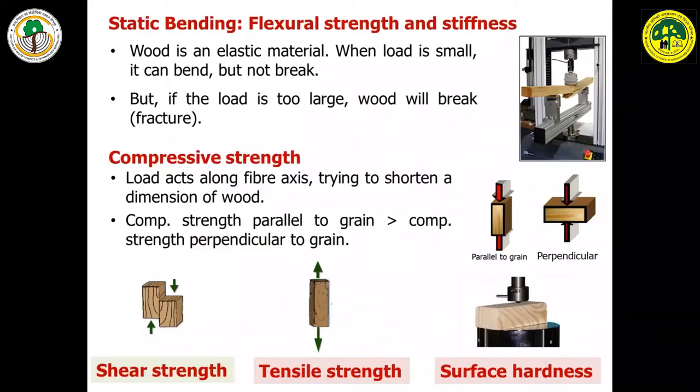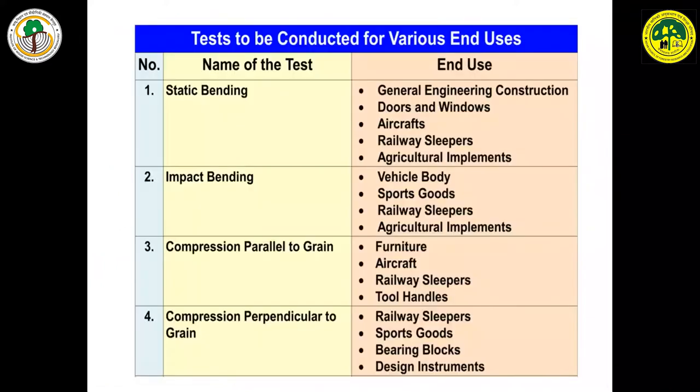There is an Indian standard, IS 1708:1986, which gives the dimensions and the procedure through which we have to study these properties of the wood. And then we have to compare these properties with the teak values to find the utility of the wood for different applications. Here, what are these different properties and how are they required for different end users? This table gives a glimpse of that.